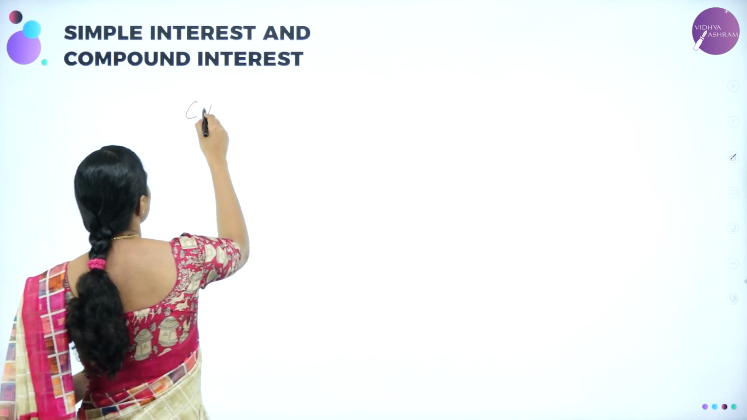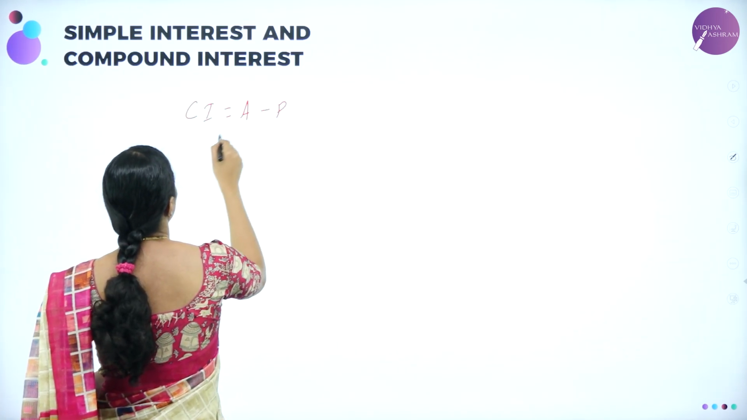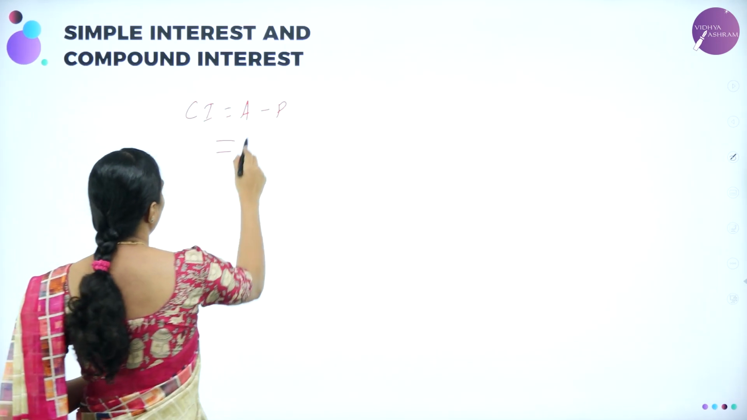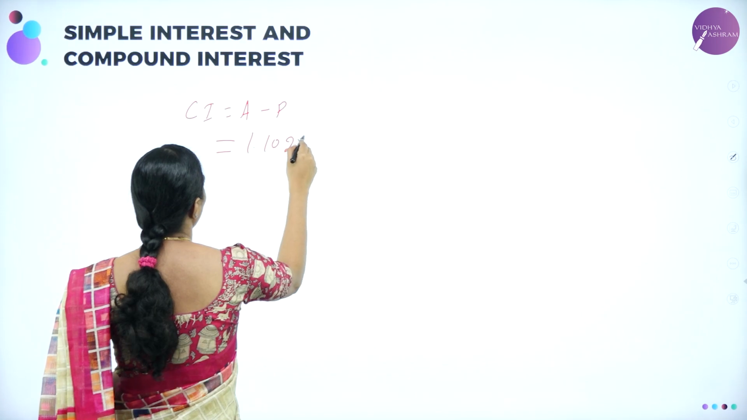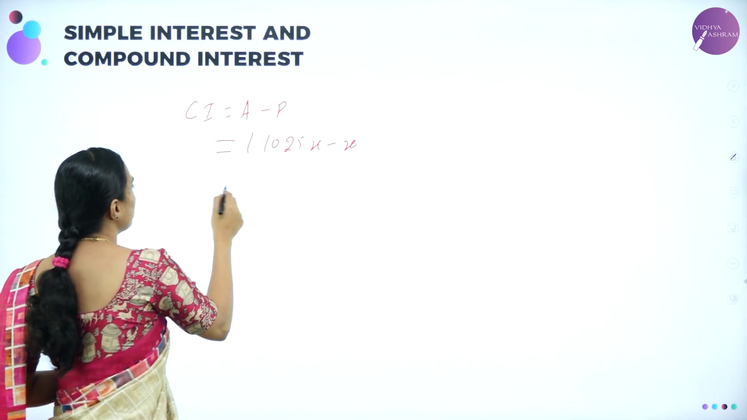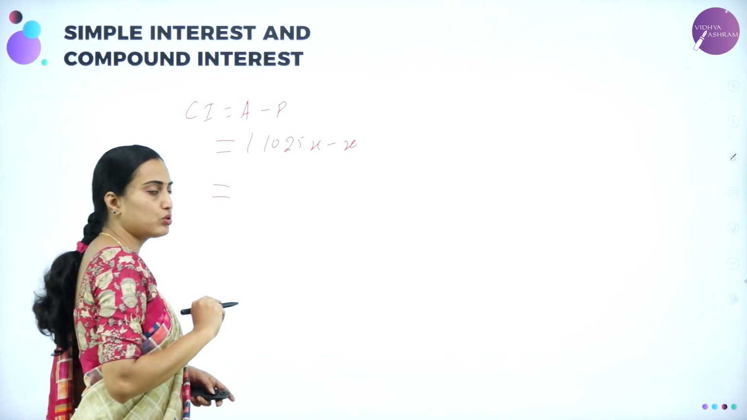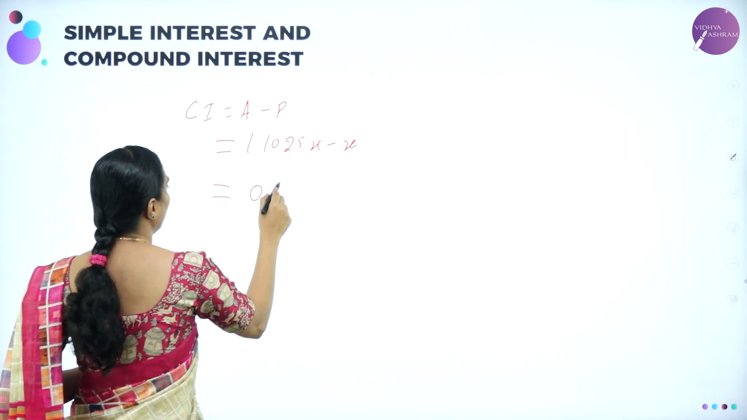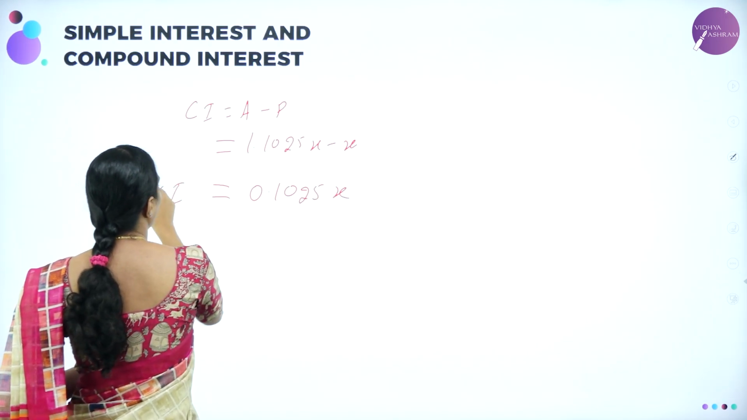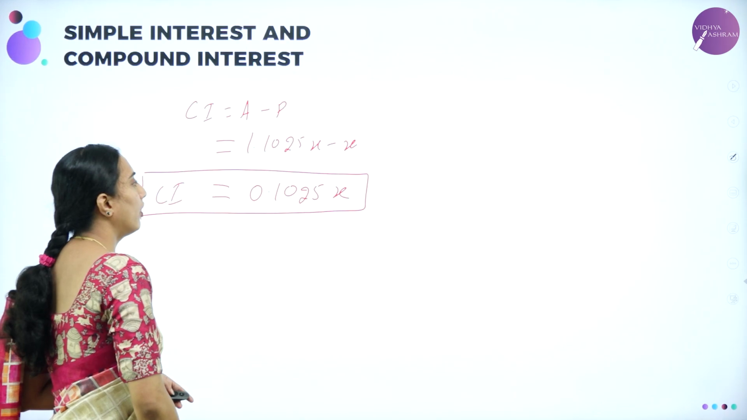What is CI? CI is equal to A minus P, which will be equal to, the value of A is 1.1025x. Now P is nothing but X, right? So which will be equal to 1.1025x minus x, which is 0.1025x. This is CI.